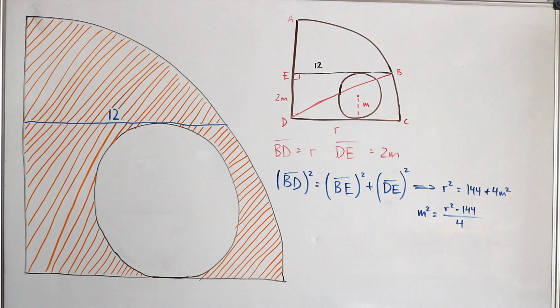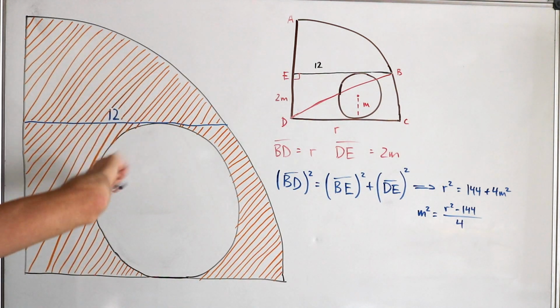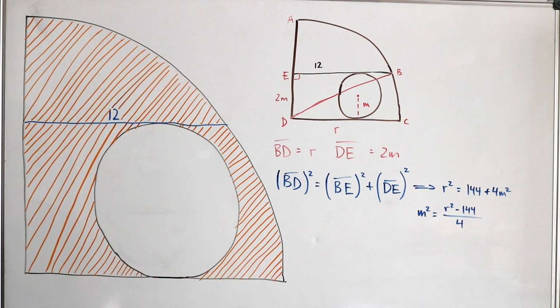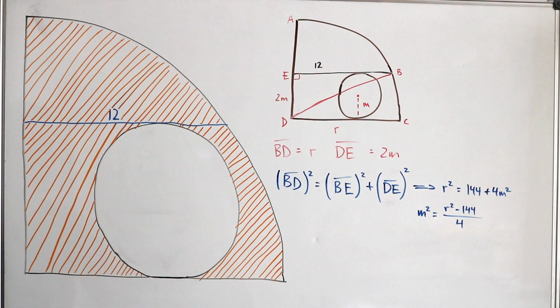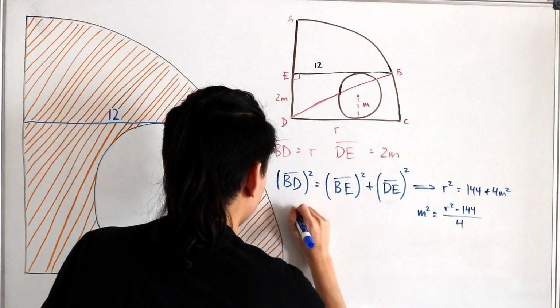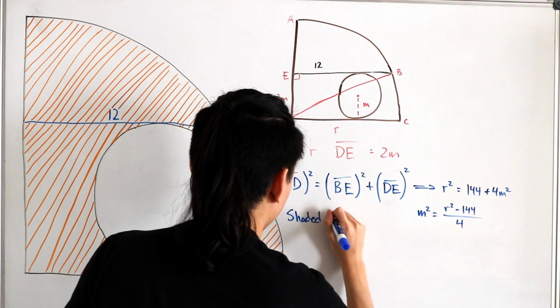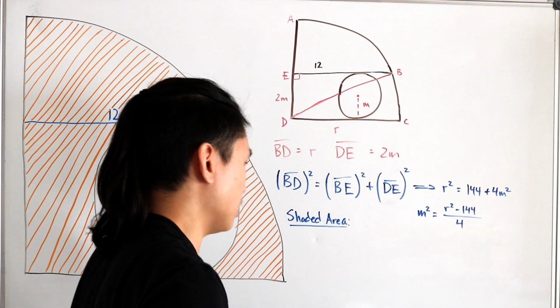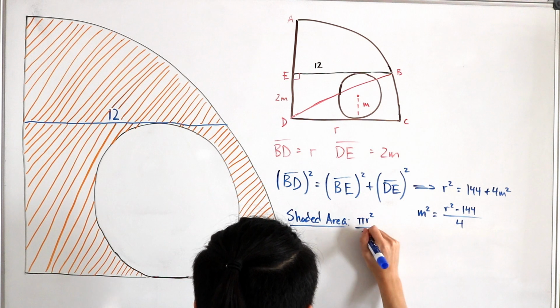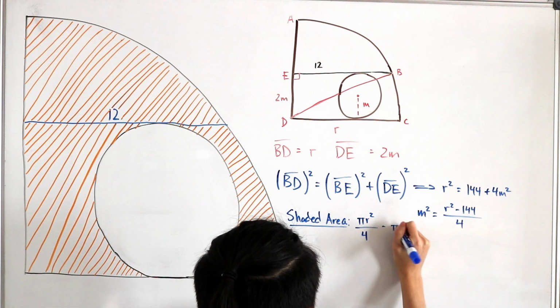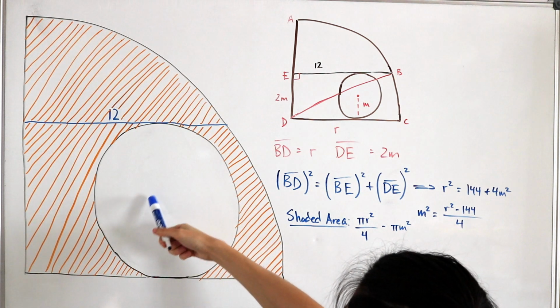The whole point of this video is that we want to find the area of the orange region. To do so, we take the area of the quarter circle and subtract the area of the full inscribed circle. We know how to calculate areas of circles. The quarter circle is pi R squared divided by 4. So the shaded area is equal to pi R squared divided by 4, and then we subtract pi times m squared, since that's the area of this circle right here.